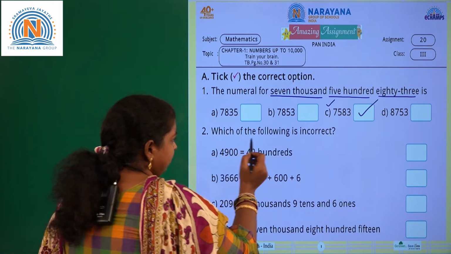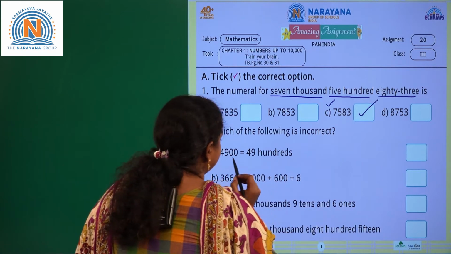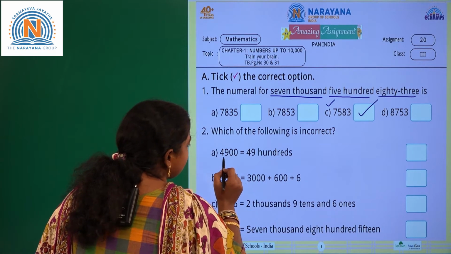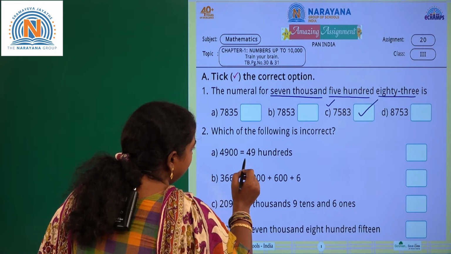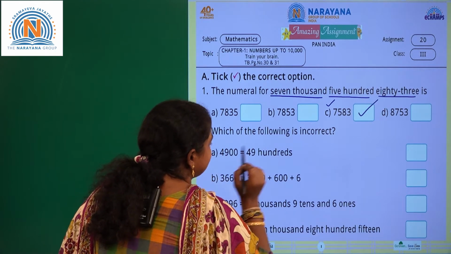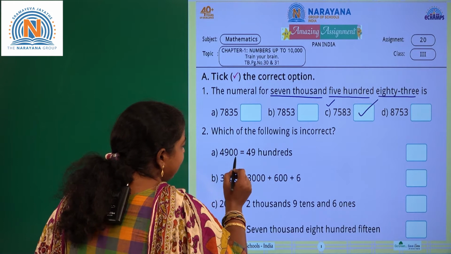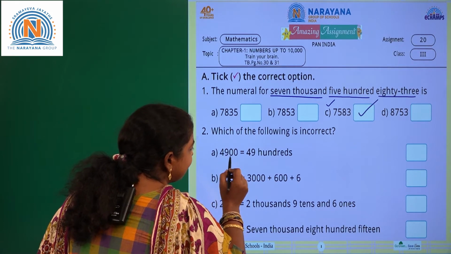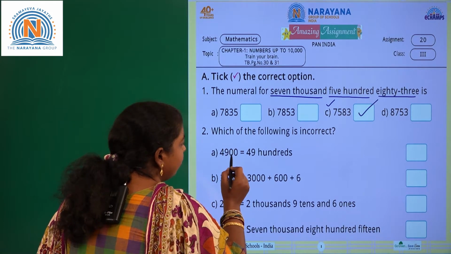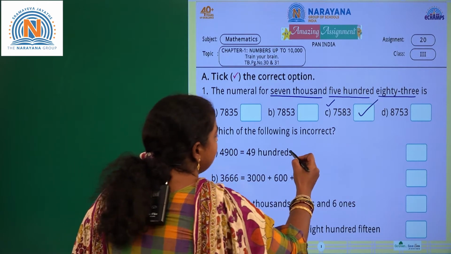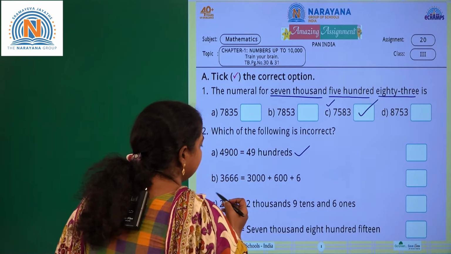Next one. Which of the following is incorrect? 4900 is equal to 49 hundreds. 4900. That means how many hundreds are there in 4900? 49 hundreds are there. So, this is a correct statement.